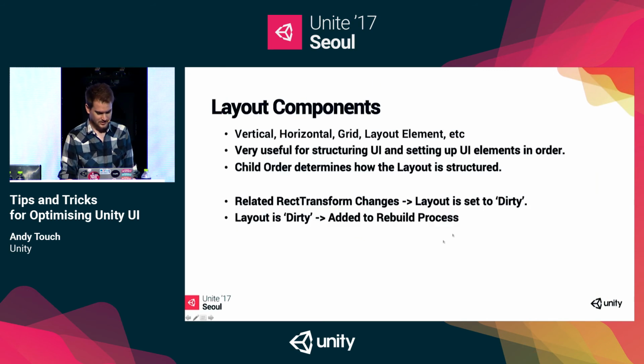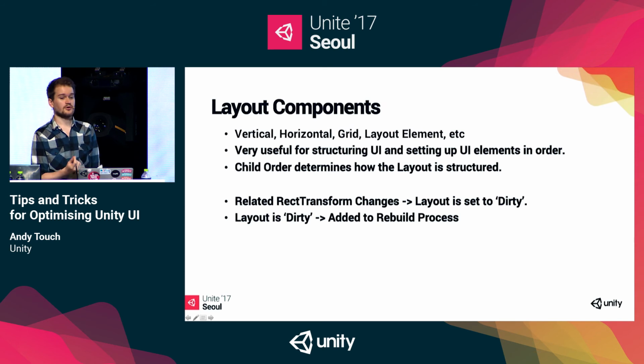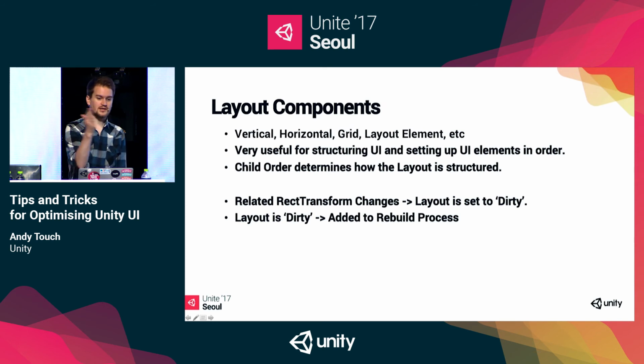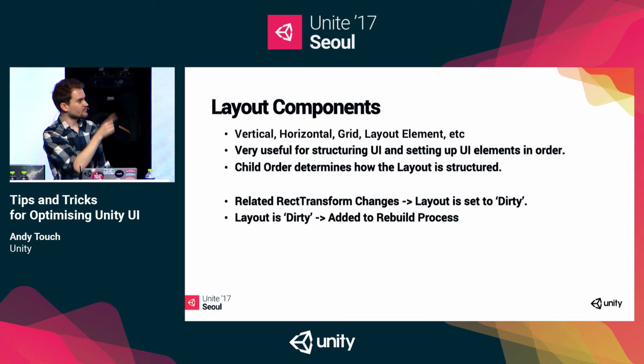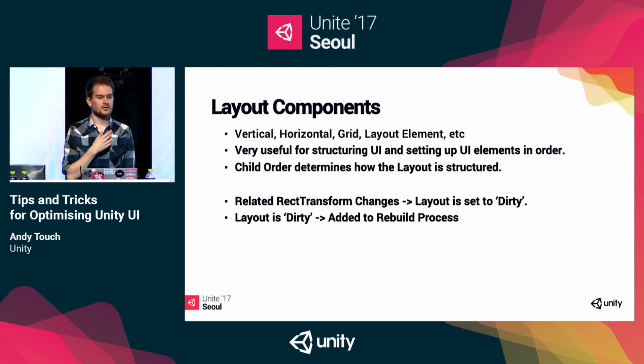I have 44 seconds and a few more slides. So layout components can be vertical, horizontal, grid, and layout elements. These are actually incredibly useful for structuring Unity UI and placing elements in an order. However, lots of related RectTransform changes could cause the layout to be dirty, which is why when I scroll the scroll rect, that's changing the parent's position of 1,000 child elements, and all of those are kicking off lots of processes all the way up. Many elements being put into the rebuild process causes lots of processing time to rebuild the canvas or rebuild the layout.